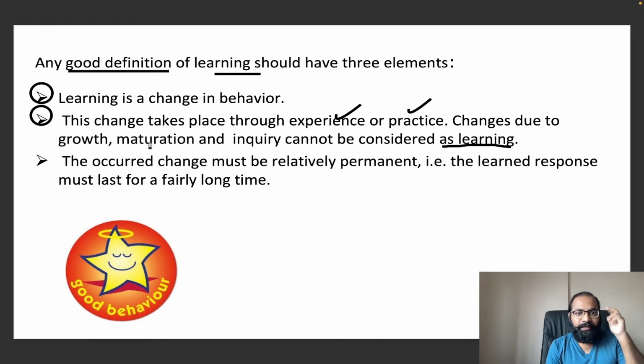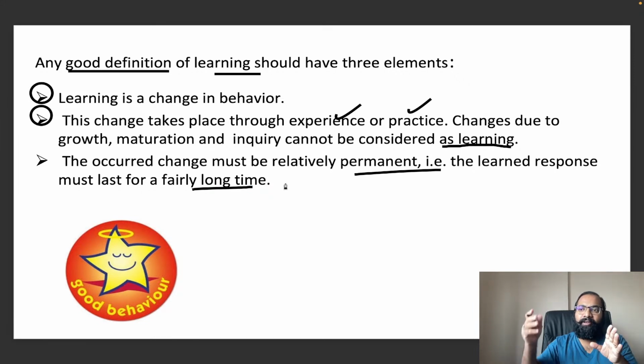Whatever intellectual change happens through our experience or practice is what is called learning. Fine. Next, the change that occurs must be permanent. The learned response must last for a fairly long time. Changes that happen due to the learning process must stay for a relatively long period or even lifelong. That is called the lifelong learning process. Got it?